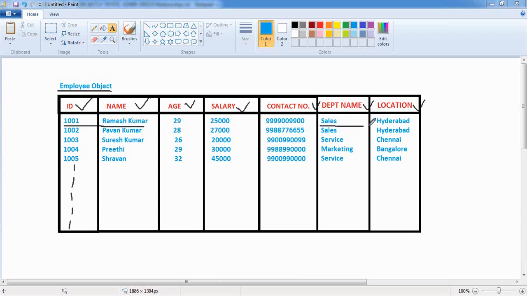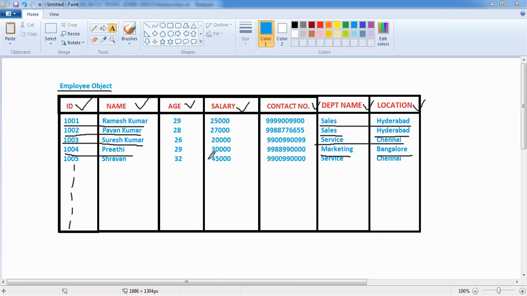He is working in the sales department, which is in Hyderabad location. Second employee, Pawan Kumar, working in the sales department in Hyderabad location. Third person, Suresh Kumar, is working in the service department in Chennai location. Fourth one, Preeti, working in the marketing department in Bangalore. Like that, all these employees' information I'm storing inside a single table. That means my whole application data I would like to maintain inside a single table.